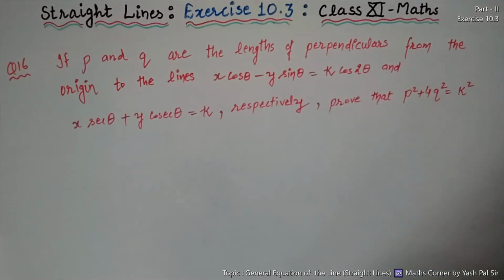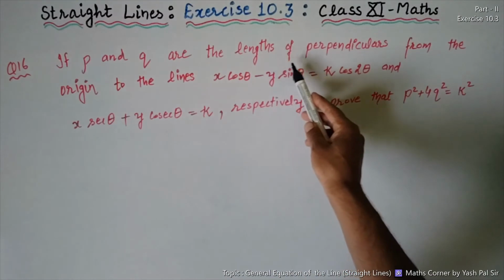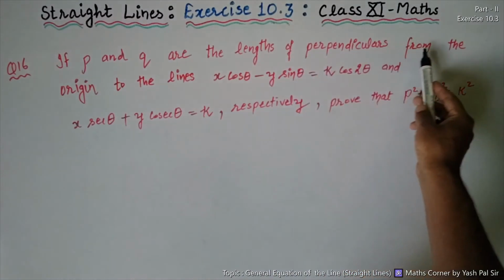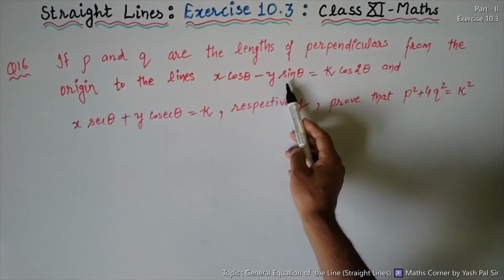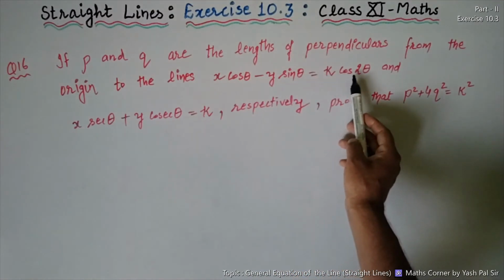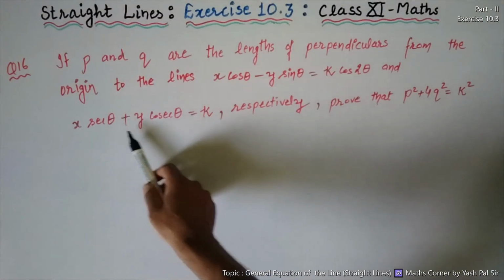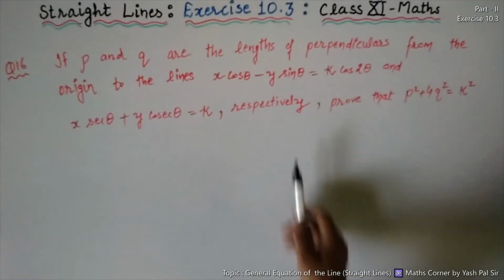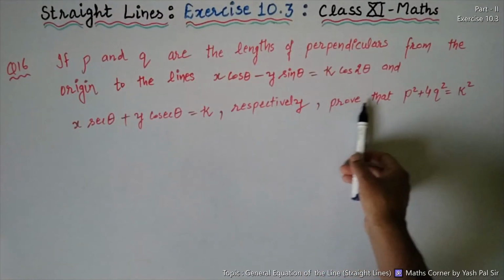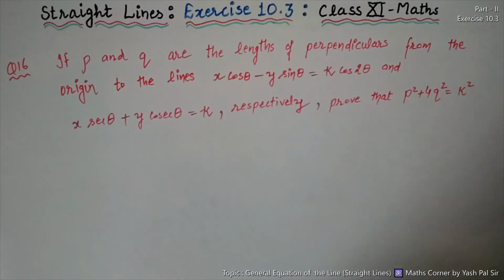Question number 16. If p and q are the lengths of perpendiculars from the origin to the lines x cos theta minus y sin theta equal to k cos 2 theta and x secant theta plus y cosecant theta equal to k respectively, then prove that p square plus 4q square is equal to k square.